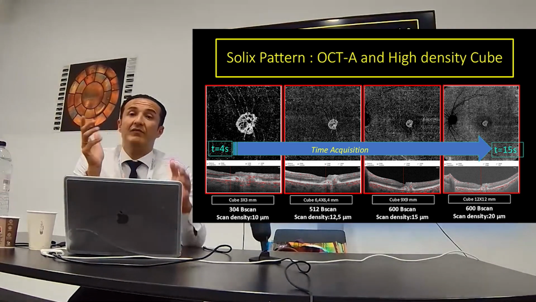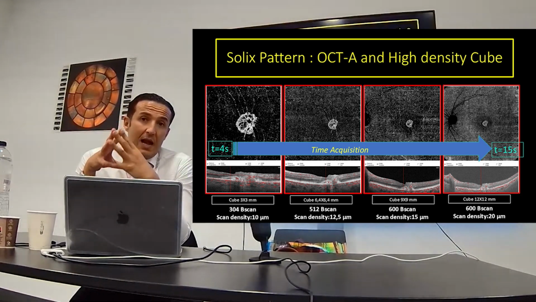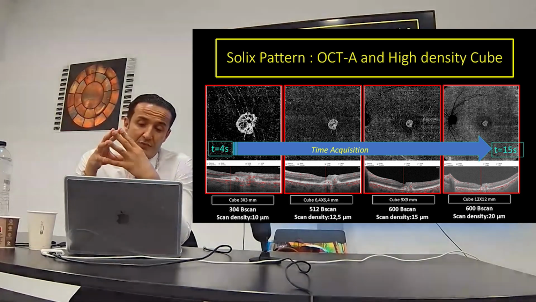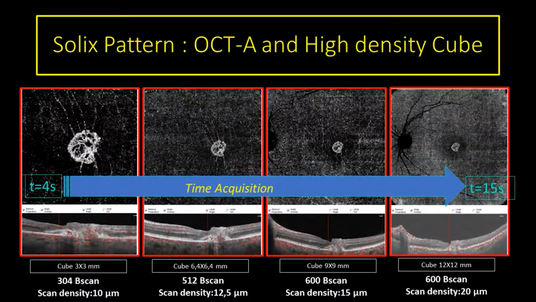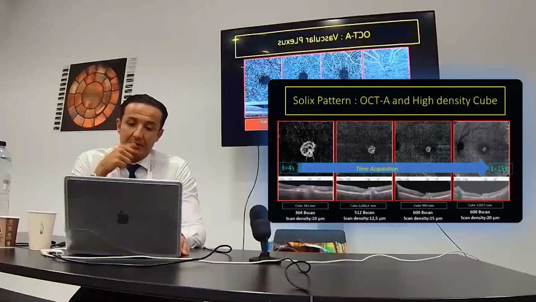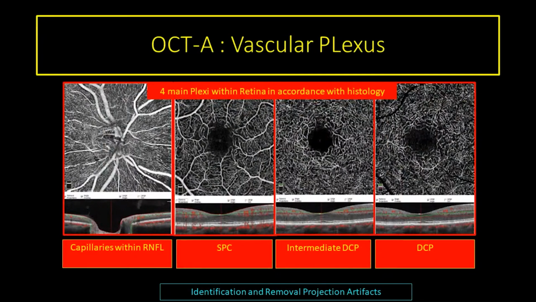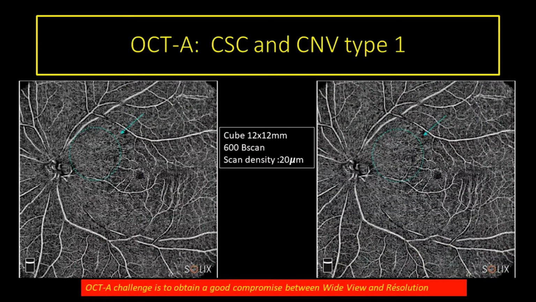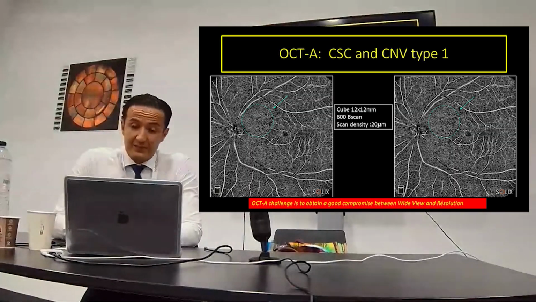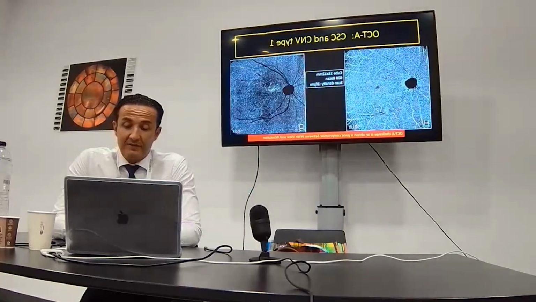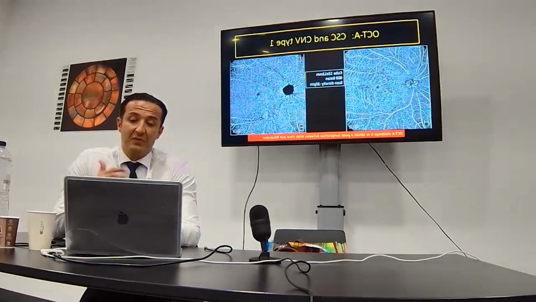And the specificity of OCTA for Octoview is the SADA algorithm, providing a very good contrast between the correlation signal and the background. And you can highlight the identification of the vascular plexus, capillaries within the RNFL, superficial plexus, intermediate and deep plexus capillaries, with a very high definition according to the histology. And look here, with a cube of 12 by 12, you can easily identify CNV, in this case of a chronic CNV. You keep the information even with a very large scan.